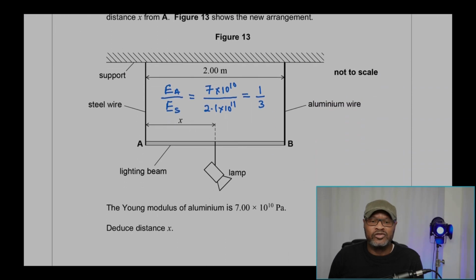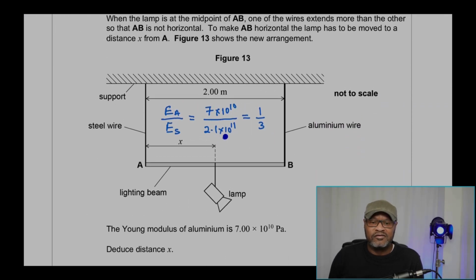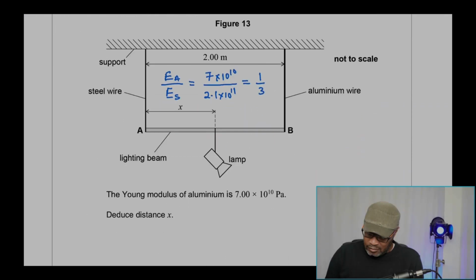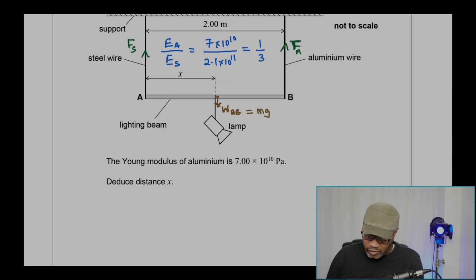And the ratios of those two, if I write them up, that is actually 1:3. Right, so this is the tension or the force in the steel wire pulling the weight up, and likewise the force on the aluminium wire pulling that weight up. And we also have the weight of the beam AB, mg, and that would be 4.4g. We have the weight of the lamp, which is 16g, not grams. g is gravitational field strength.